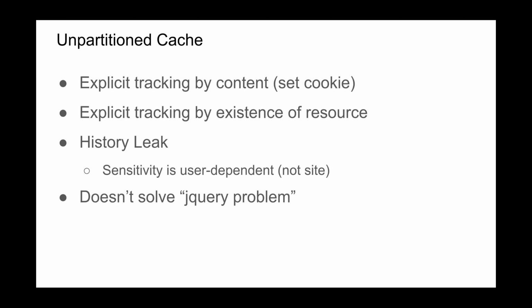If you can successfully probe the cache non-destructively to see if resources are in there, those can be abused as a tracking vector as well, leaking the history of sites or technologies that the user has been to. This is a particularly gnarly one because the sensitivity to it is not a site decision, it's a user decision more than anything.